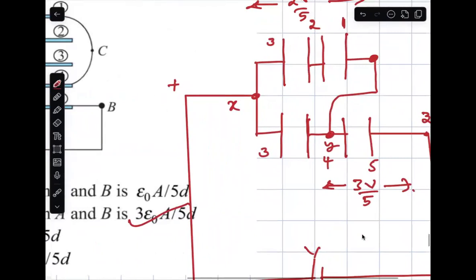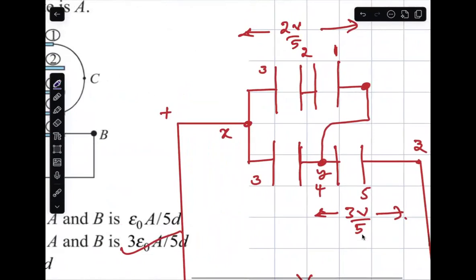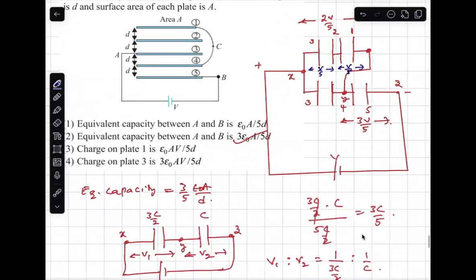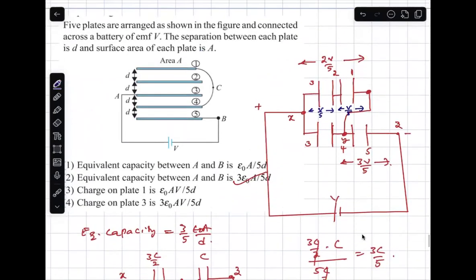Again, if you further zoom this, you said 2V by 5. Both are the same capacity, right? So therefore, you will have V by 5 here, V by 5 here. So therefore, the charge Q is equal to CV, which is C V by 5, which means epsilon naught A by 5D times V. Correct.